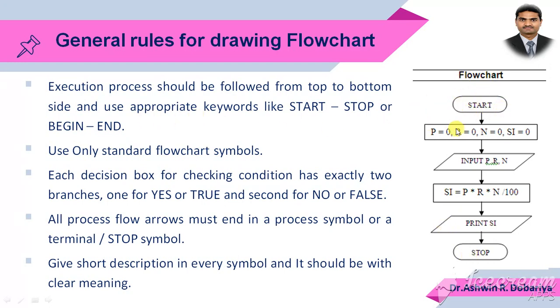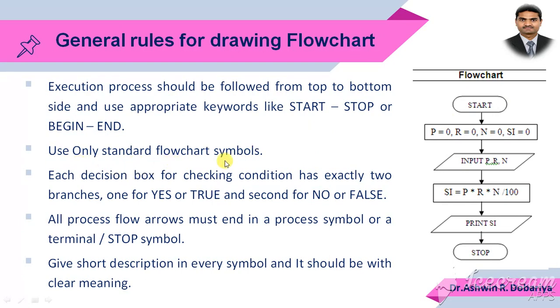Execution of the program process should follow from top to bottom. Whenever you draw a flowchart, your program execution sequence, or program execution flow, must be from a top to bottom approach. It means the first process you mention at the top level, then the next and next, until you reach the bottom. So the starting point of the flowchart is the starting terminal symbol and the stop terminal symbol. That is the first rule. We can also write the begin and end keywords inside this terminal symbol.